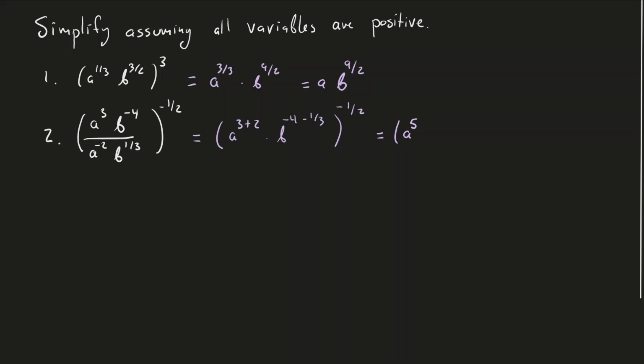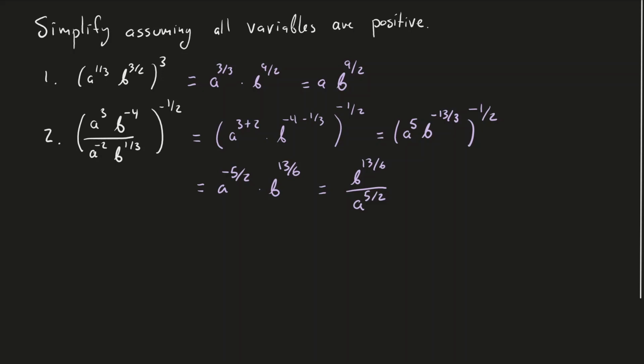And then negative 4 minus 1/3 is b to the minus 13 thirds. That's not the greatest. And then we have the minus 1/2 here. So that is going to be equal to, oops, sorry for the jump there, a to the minus 5 over 2 times b to the positive 13 over 6. So this is equal to b to the 13 over 6 divided by a to the 5 over 2. No, that's not my favorite, but we did it.